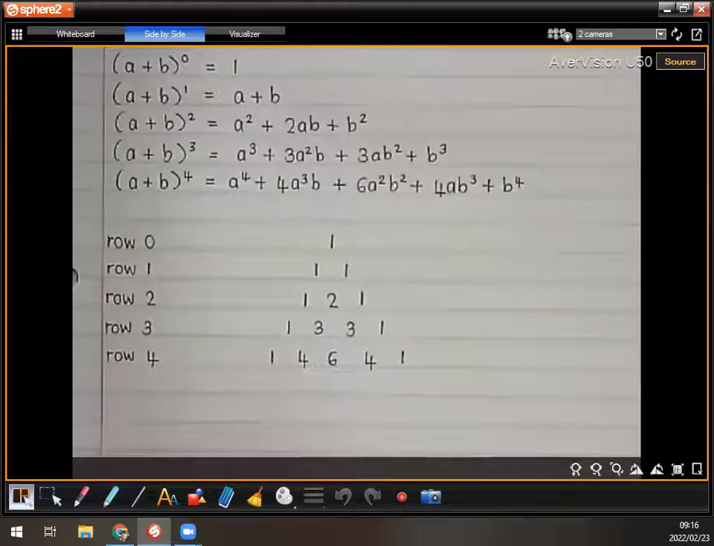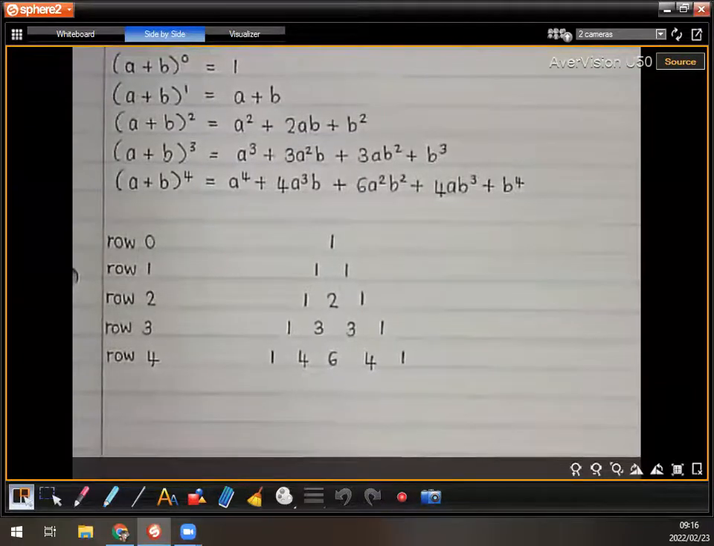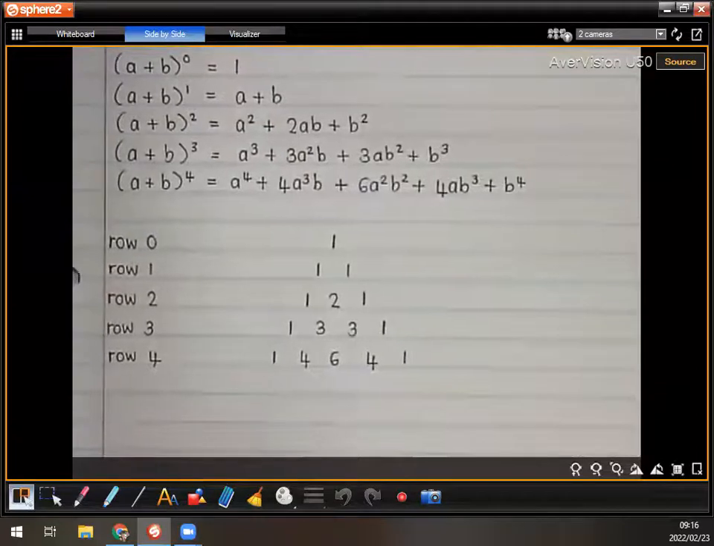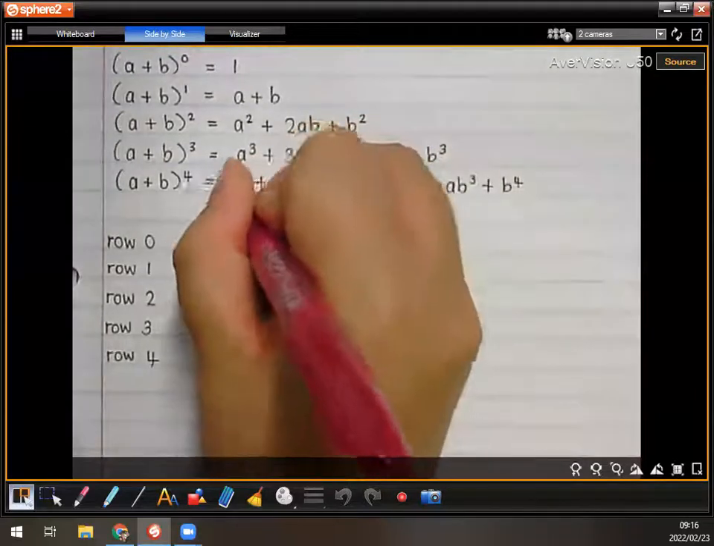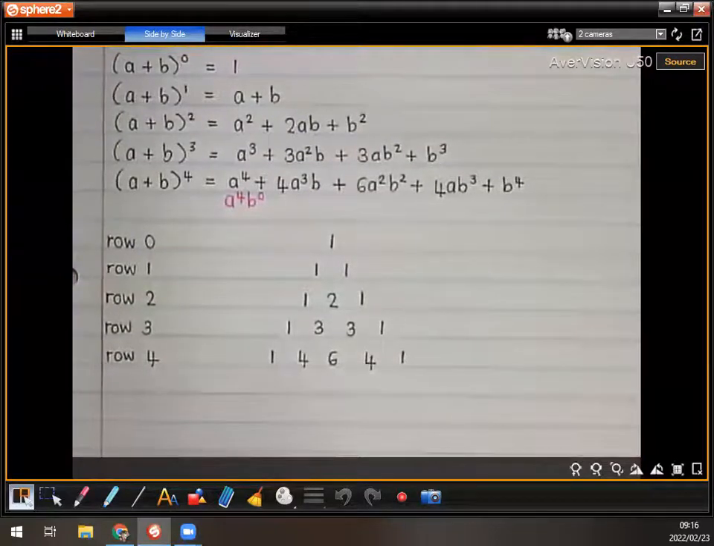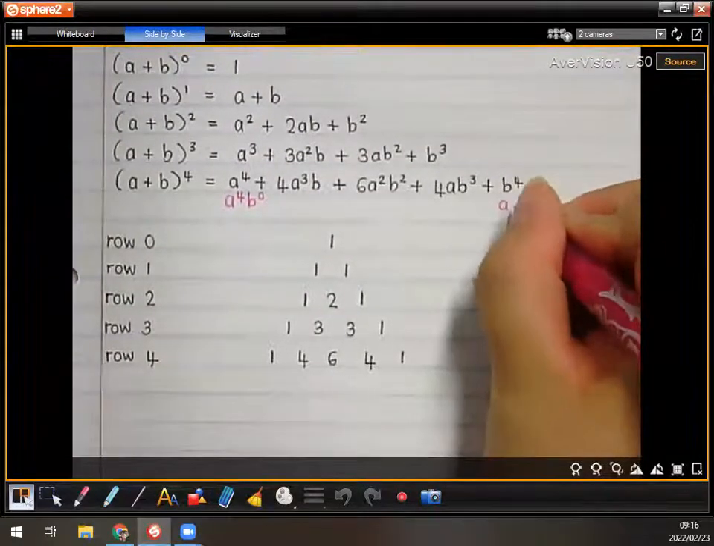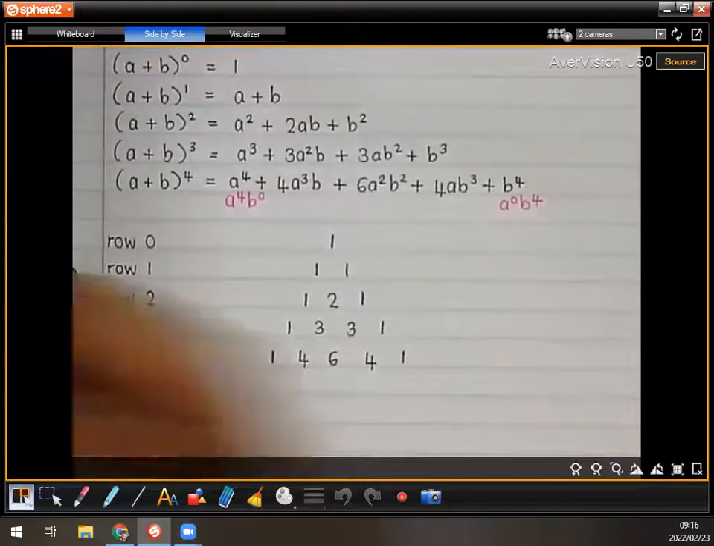How are we going to know which variable gets which exponent in which term? Well, first, A has a 4, then 3, then 2, then 1, and then 0. So before you carry on, can I just rewrite A to the 4 as A to the 4 and B to the 0? Because that's going to allow us to see that pattern a bit easier. And this is A to the 0, B to the 4. Right? Because anything to the power of 0 is just 1, right? Okay, good.